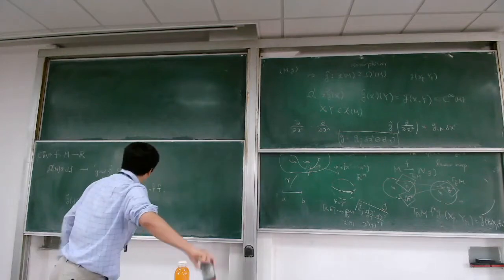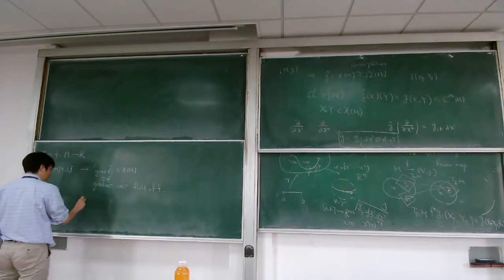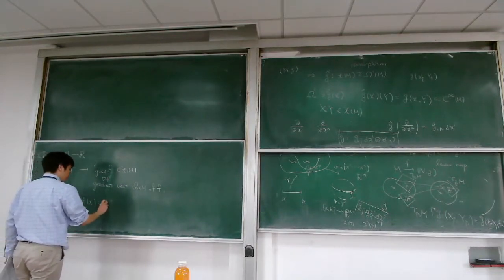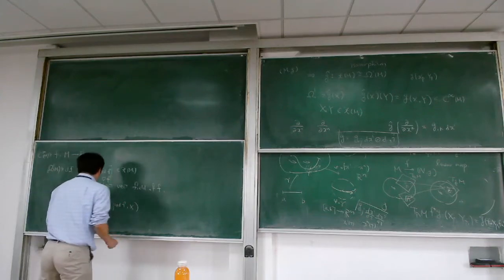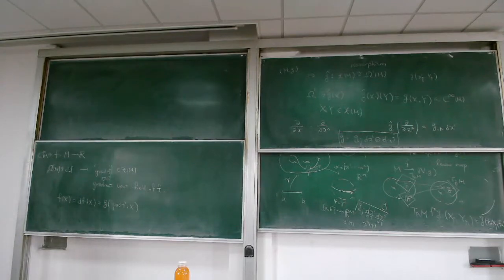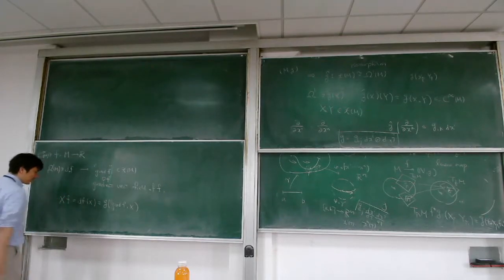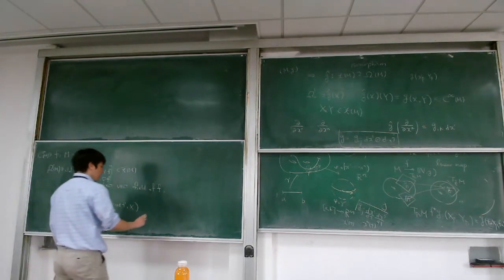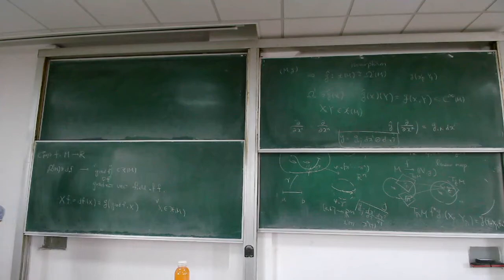So df, where X is a vector field. So this is how you define a gradient vector field.